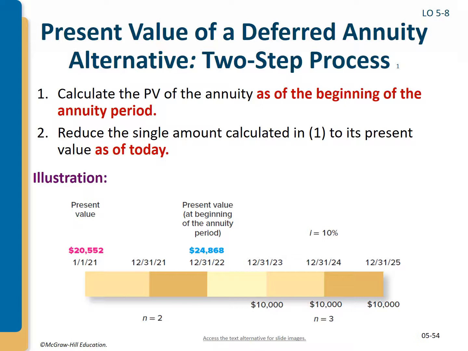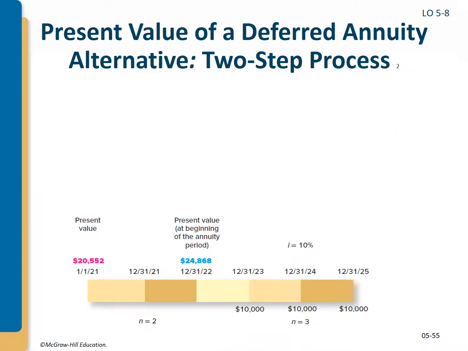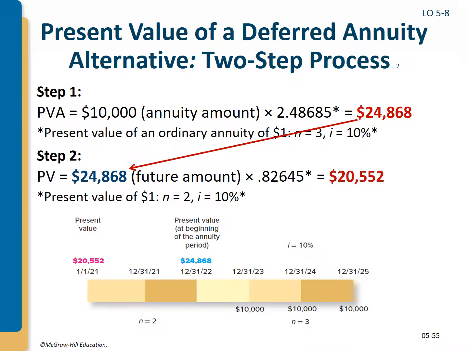24,868 times 0.82645 gives us 20,552. So the most you should be willing to put away today is $20,552 in order to get $10,000 at the end of each year starting in 2023. That's called a deferred annuity calculation. 2 separate calculations. So there it is again. Try to absorb that one.